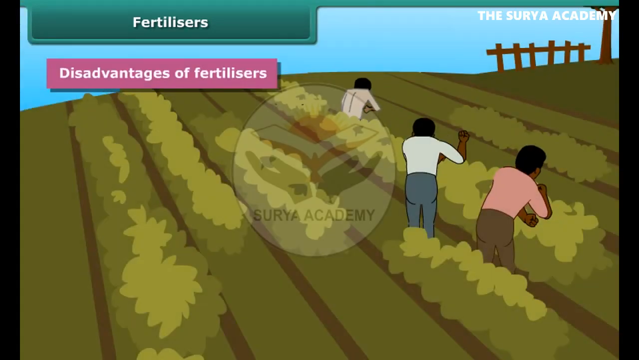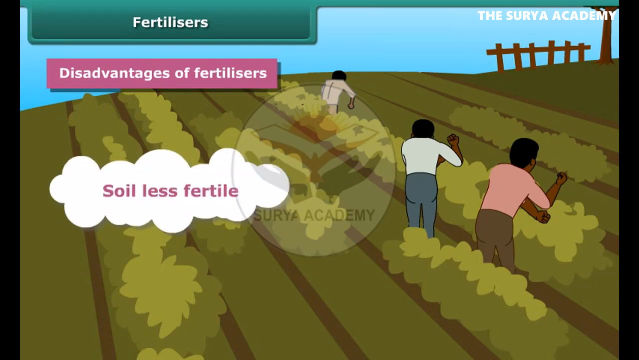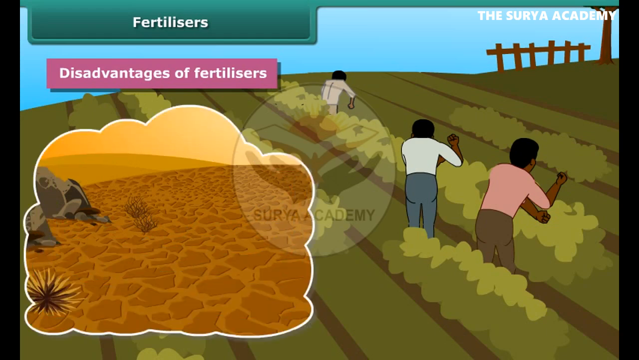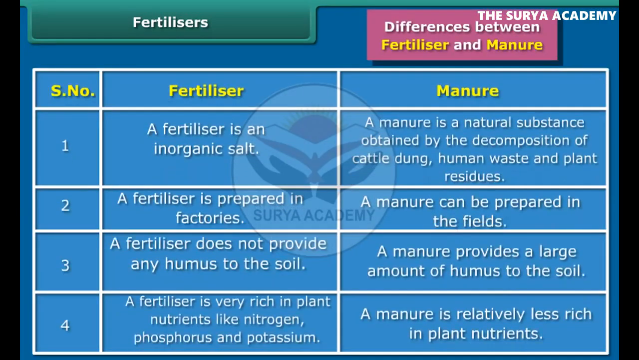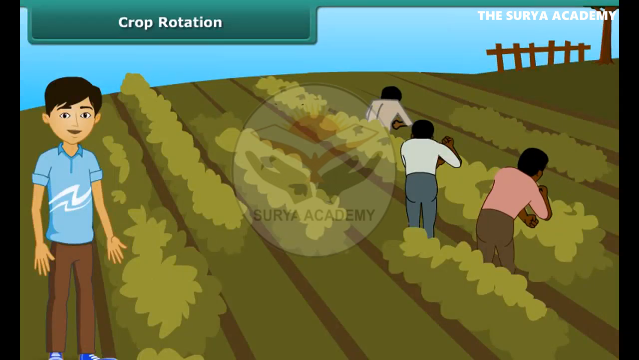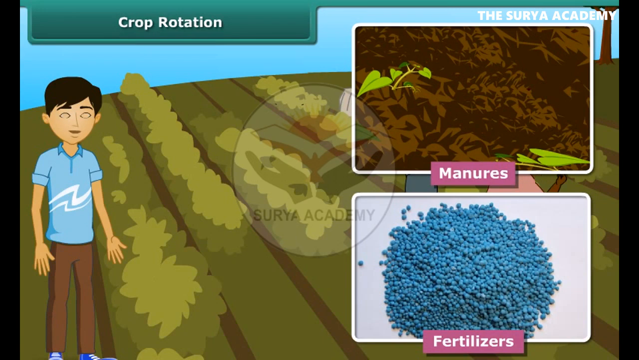However, there are some disadvantages of using fertilizers. Excessive use of fertilizers makes the soil less fertile, and they have also become a source of water pollution. Difference between fertilizers and manures. Till now we have learned about manures and fertilizers and their uses.